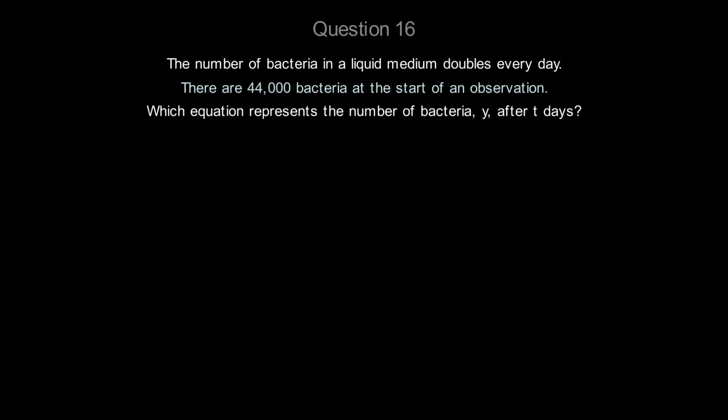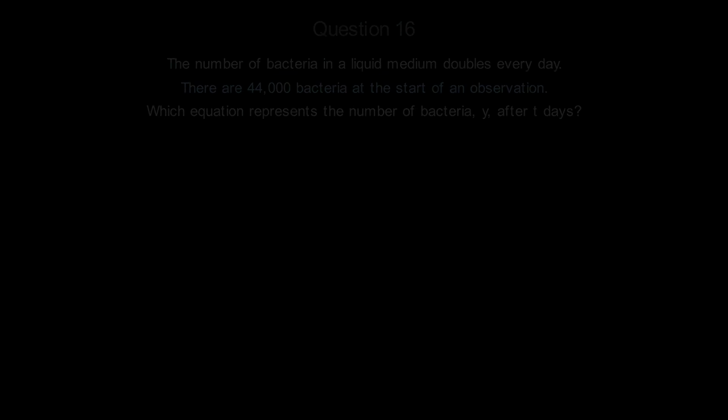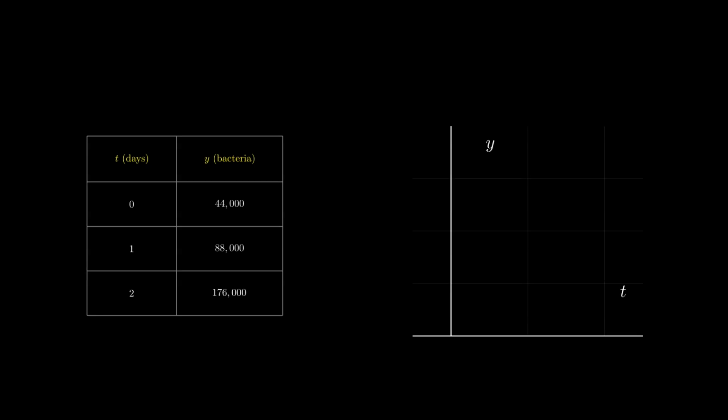Let's look at question 16. The problem states that the number of bacteria in a liquid medium doubles every single day. Starting with an initial population of 44,000, we need to choose the equation that accurately represents this relationship over t days. To see how this works, look at the data table on the left. At day 0, our population is 44,000. This corresponds perfectly to our first data point on the graph.